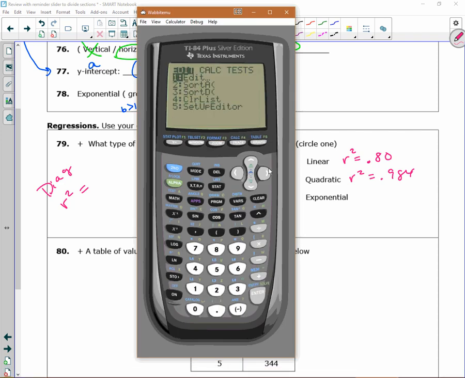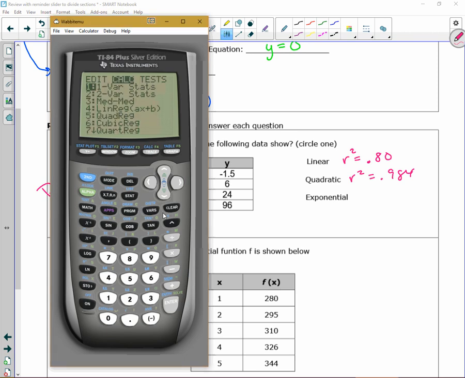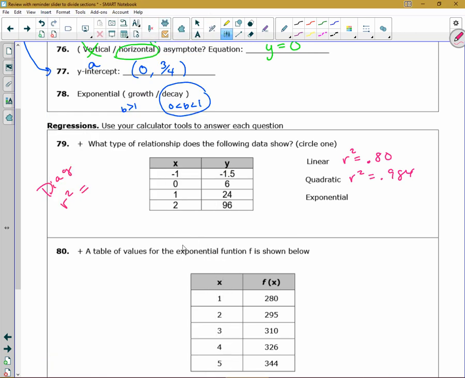Stat, calc. Go to 0 for exponential. All the way down. Oh, that didn't work. Something's weird on that. So what didn't it like? Stat, calc, 0, L1, L2, all the way down. Well, we're going to say it's that. All right, so I'm guessing. Let me check another way.